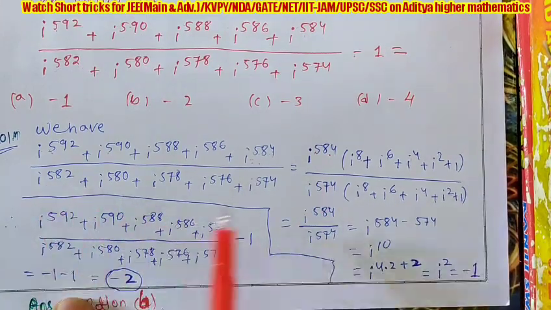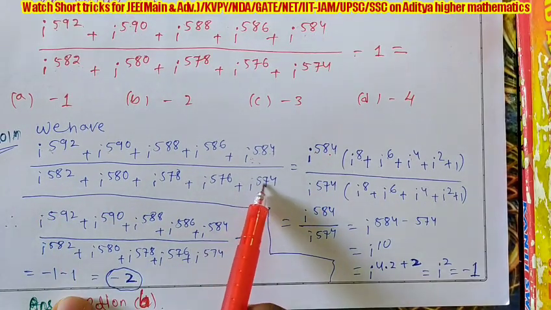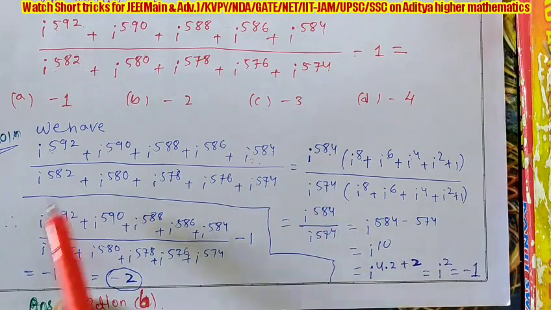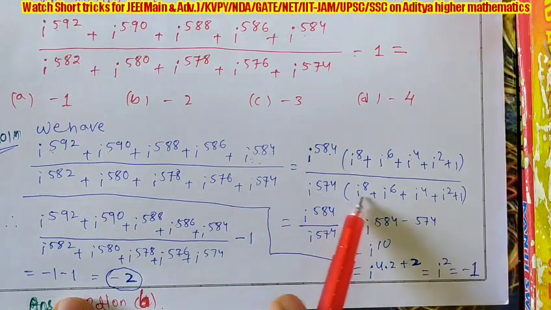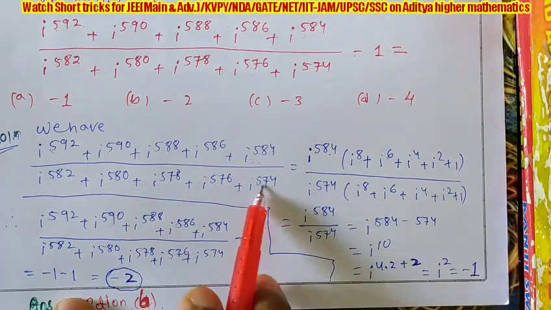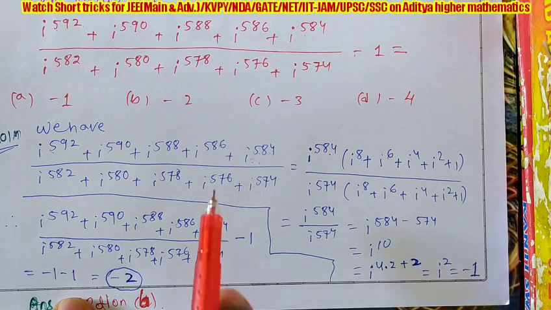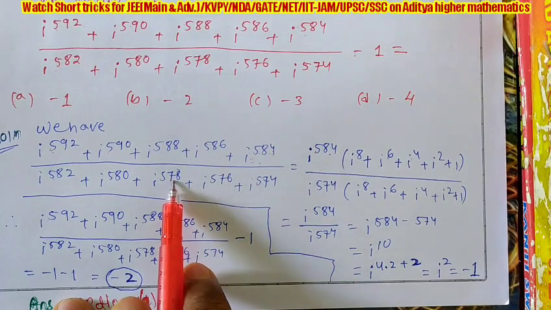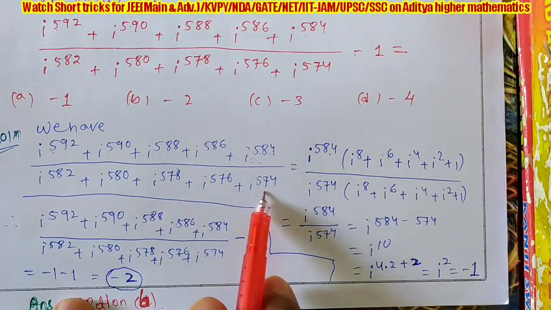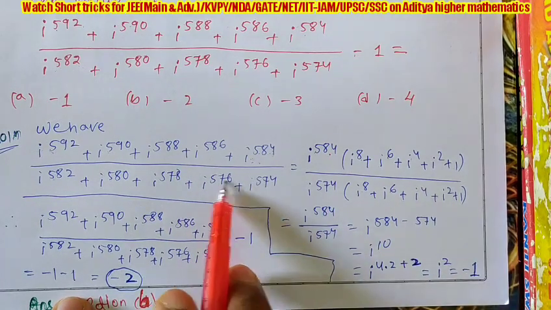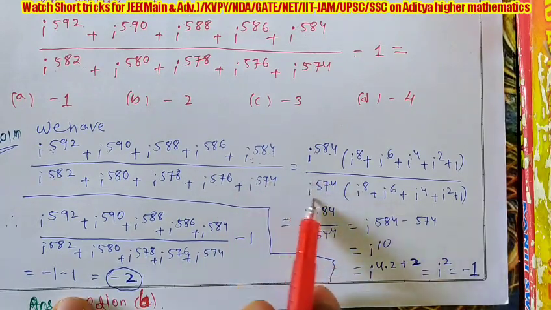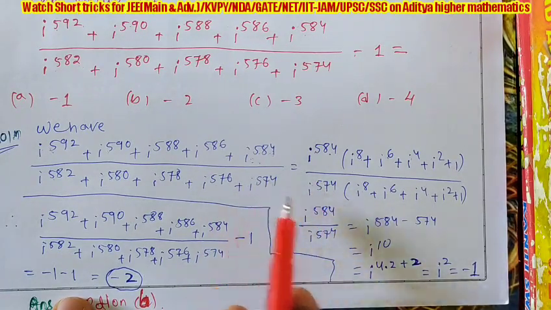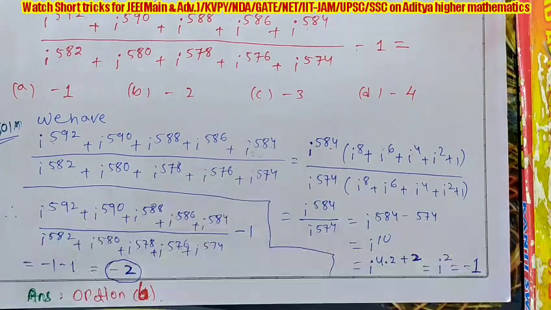In the denominator also the same thing. What is the lowest one? 574. You take common and see the difference. 582 and 574, the difference is 8, so write 8. 580 minus 574 is 6. Then 578 and 574, the difference is 4. 576, 574, the difference is 2. Now 574 is given, this is the only common. So its value when taking common is 1 inside that bracket.